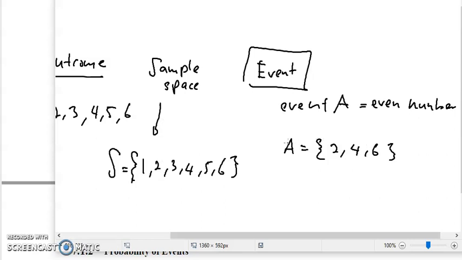Actually, an event is a subset of the sample space. Or maybe I'm going to have event B. What is event B? Maybe I'm going to have odd numbers. So event B will have 1, 3 and 5. So there you are. I hope you are clear.